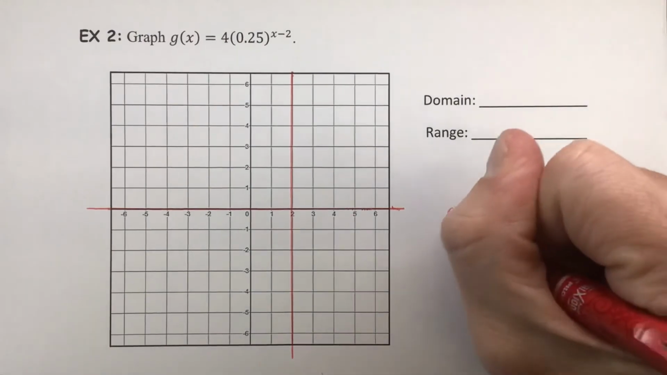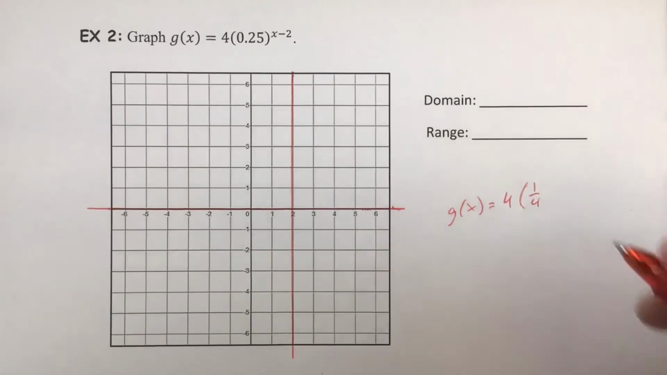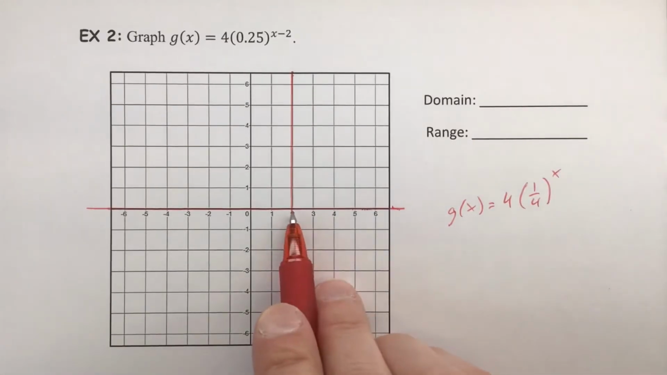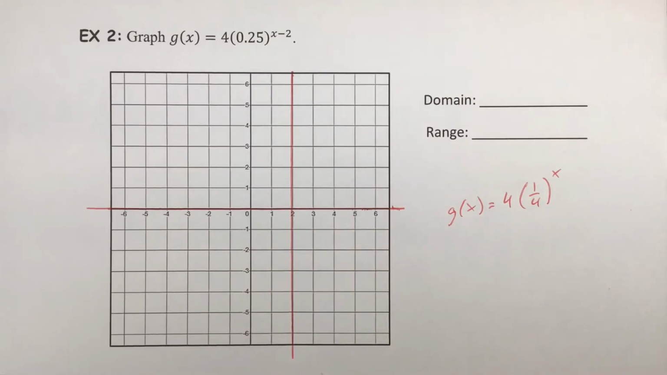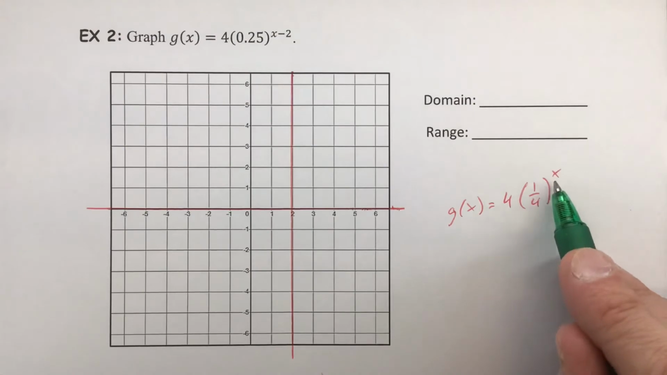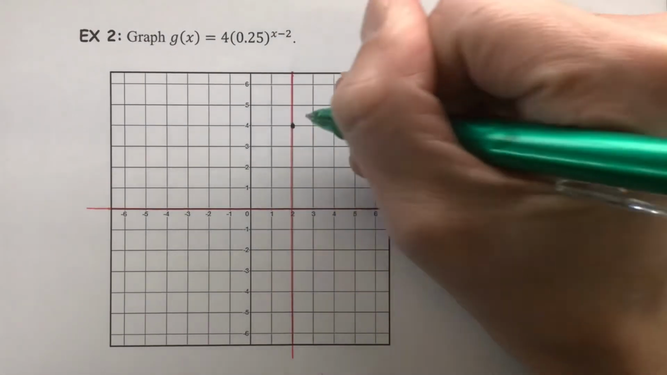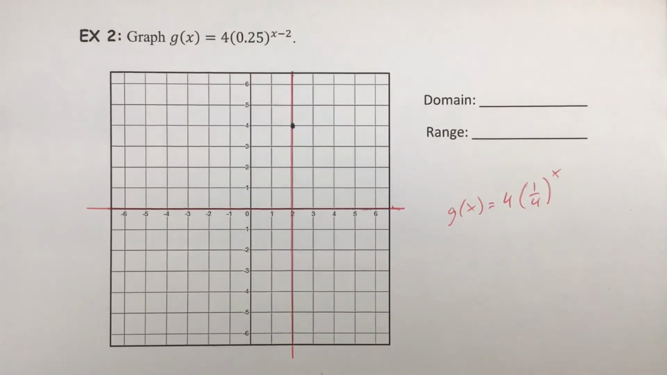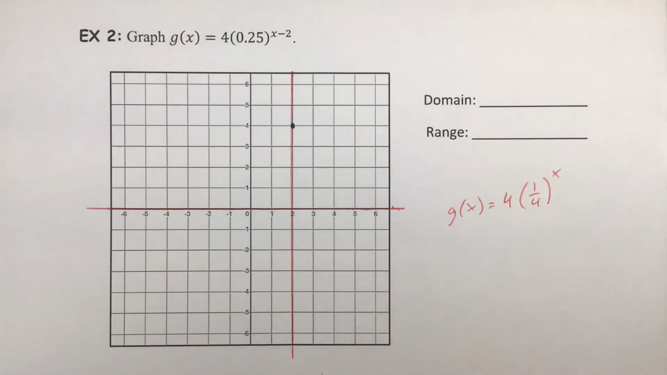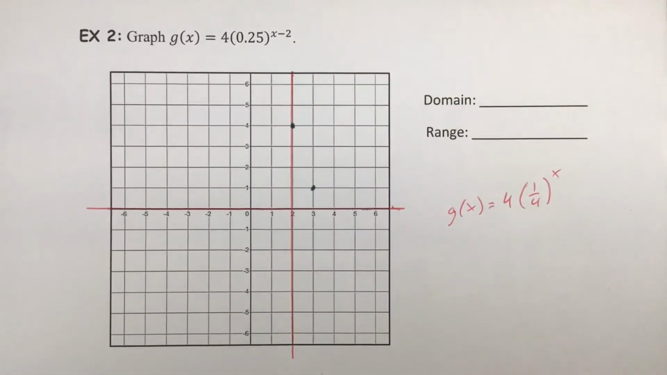And we're going to think about this function. Again, I'll change that to a 1/4. We're going to think about that and pretend that this would be the origin as we plot points. Okay, so when x is 0, you're going to get 1 here, but then 1 times 4 is 4. So we're going to have to go up 4 units, which will plot a point there. When x is 1, you're going to have 1/4 times 4, which is going to give you 1. So we get a point here.